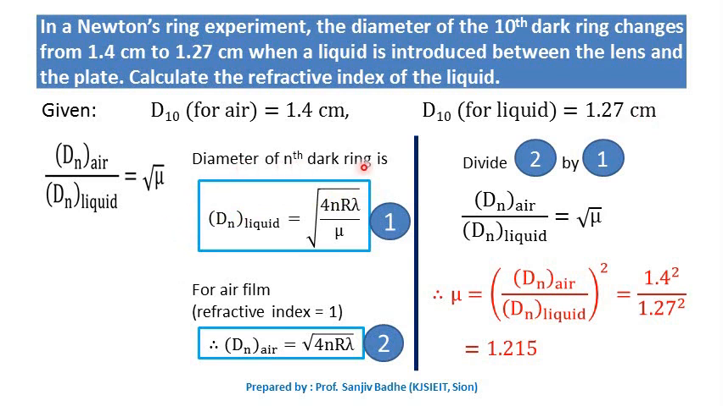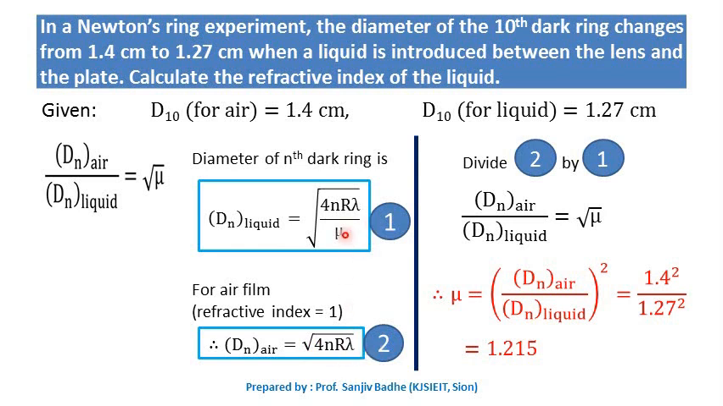So the diameter of the nth dark ring is given by dn liquid. With liquid film, the diameter of the nth dark ring is dn liquid, that is equal to square root of 4 n r lambda upon mu, where mu is the refractive index of the liquid, r is the radius of curvature of the lens, and lambda is the wavelength of light used in the experiment. For air film, this mu can be taken as 1, and therefore the diameter of the nth dark ring with air film is equal to square root of 4 n r lambda. So let us call this equation number 1 and this equation number 2.